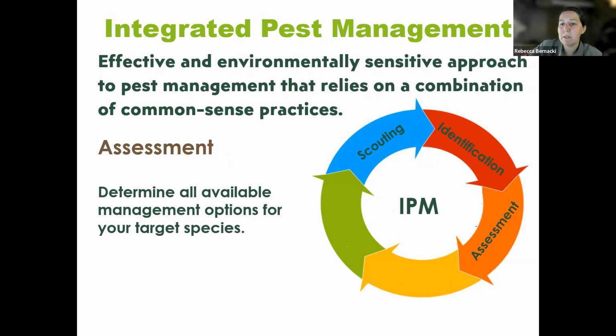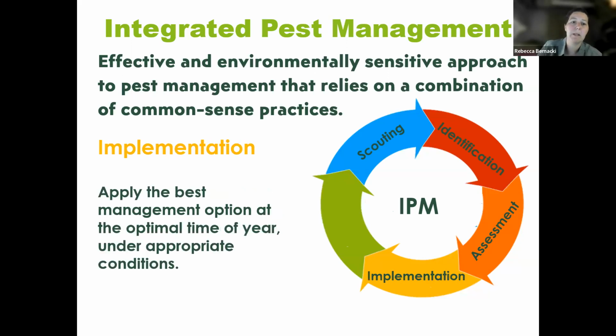Once we've determined what species is present that we want to manage, we're going to perform an assessment and determine what all of our management options are for our target species. Then we'll decide on our best management approach and go ahead and implement it. We want to apply the best management option at the optimal time of year under the appropriate conditions. What that really means is often species are most vulnerable when they're in flower right before they go to seed, and we want to manage them at that time.